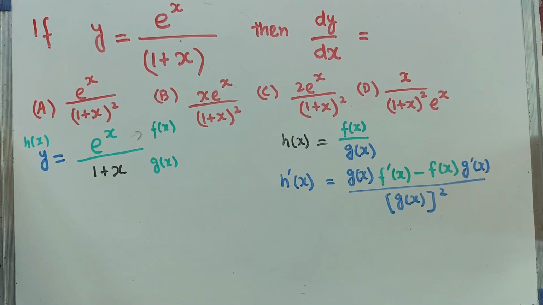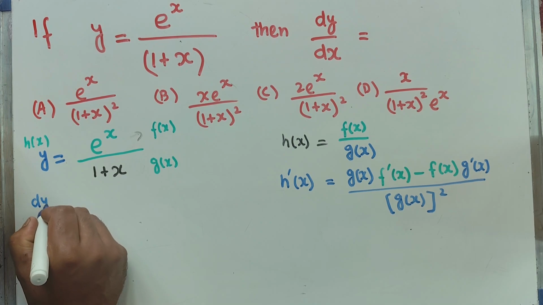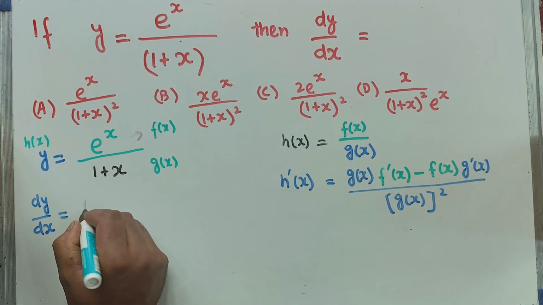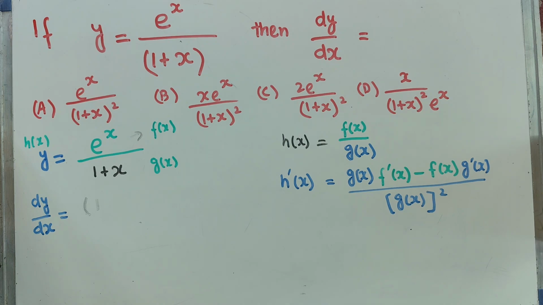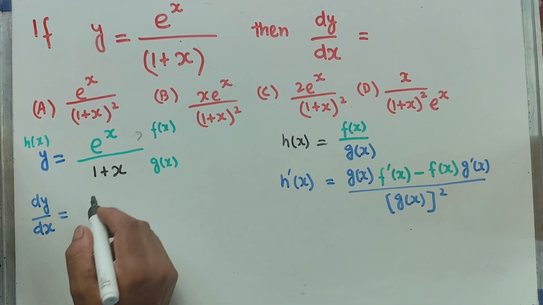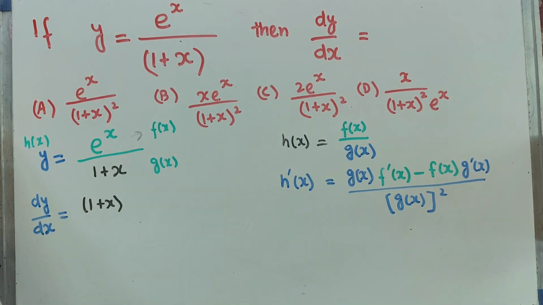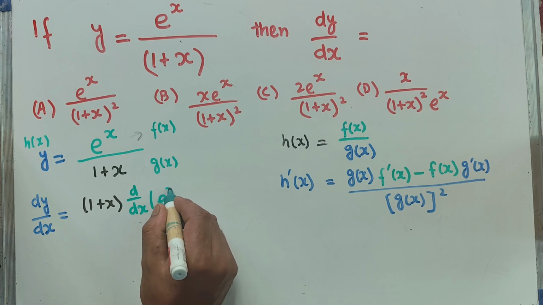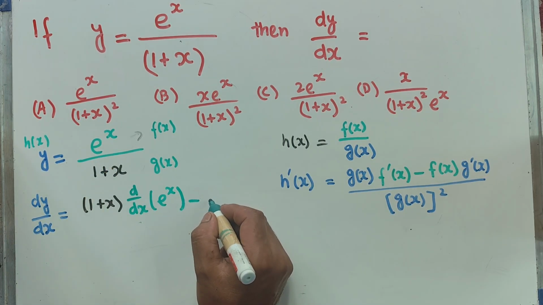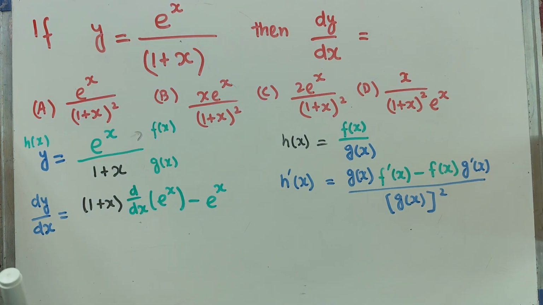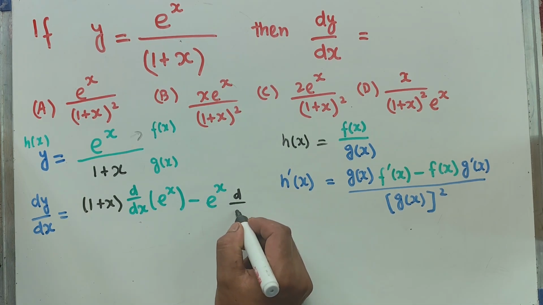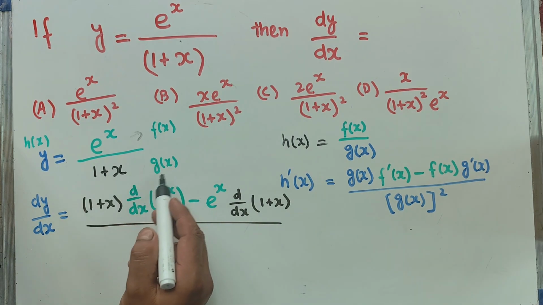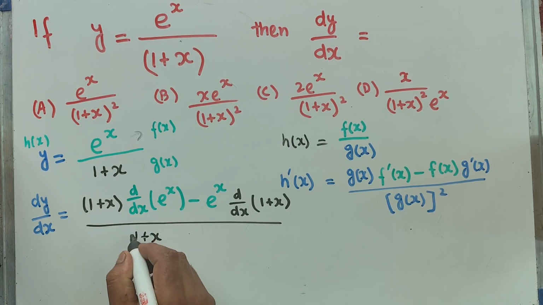Now h prime x means the derivative of this function, that is dy upon dx. So dy upon dx will be equal to, first we write the denominator function, that is 1 plus x, and take the derivative of the numerator, that is d upon dx of e raised to the power x. Then we subtract and write the numerator function e raised to the power x, and multiply it with the derivative of the denominator, that is d upon dx of 1 plus x, and we divide it by the square of the denominator, that is 1 plus x whole square.